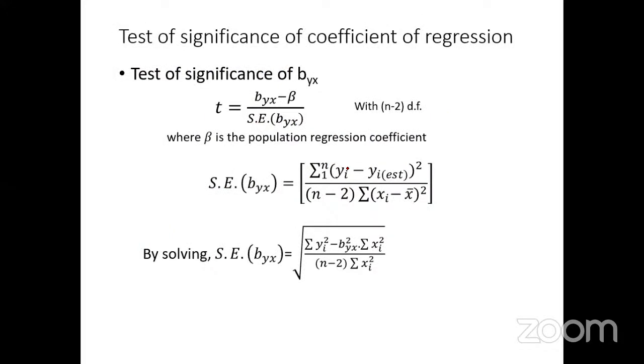Similarly, for testing the significance of correlation, there is also a way to test the significance of the coefficient of regression. Here also we use the t-test for the significance of the correlation and the significance of the coefficient of regression. Those formulas you have to take. Here also you have to take the degrees of freedom n minus 2. Those are the formulas for calculating this.